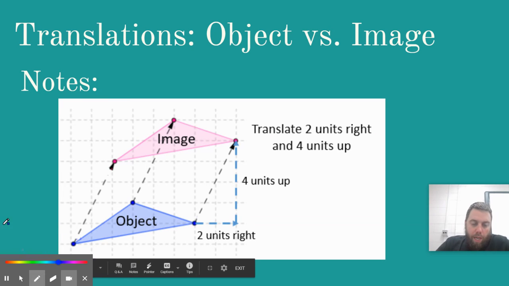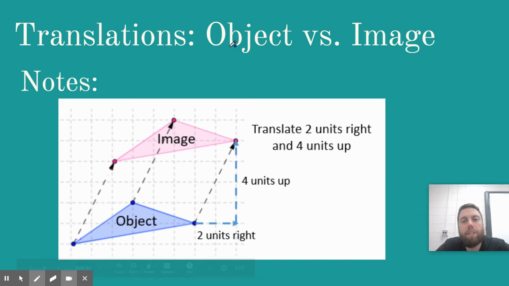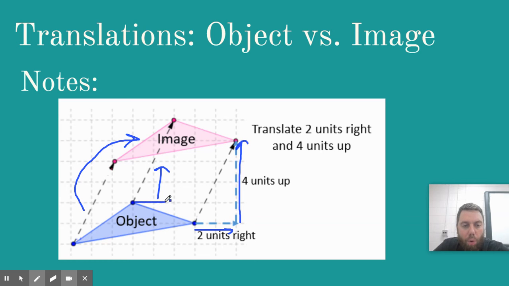Now, some important vocabulary. We have object and image. The object is the original figure. The image is our new figure, okay? Once it's been moved or, as we'll see later, reflected, rotated. But right now, we're only talking about translations. So the object is before, the image is after it's been moved. We see with this specific translation, it moved 2 units to the right and 4 units up. We'll notice every point has been moved 2 units to the right and 4 units up.